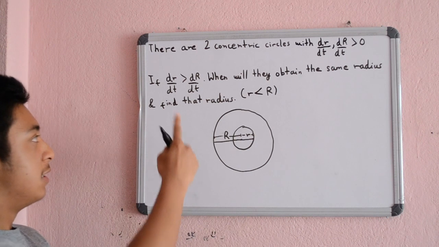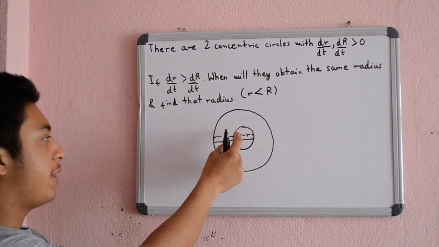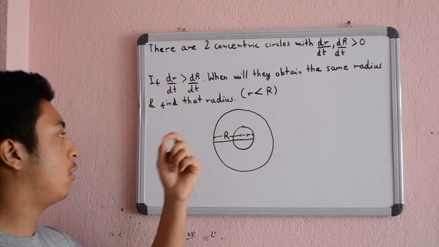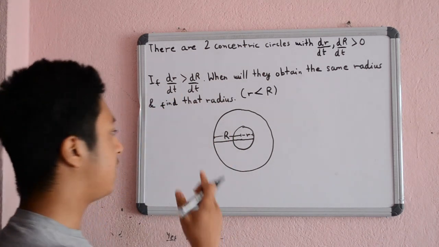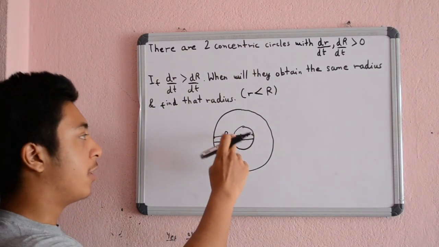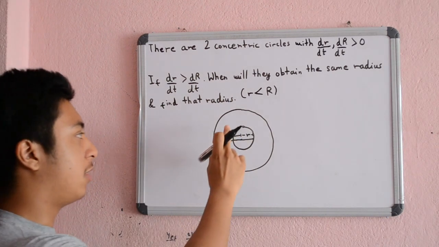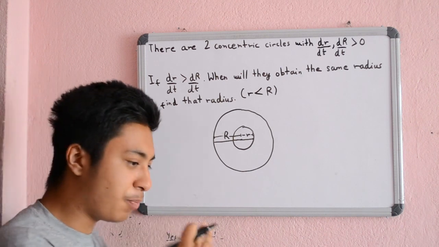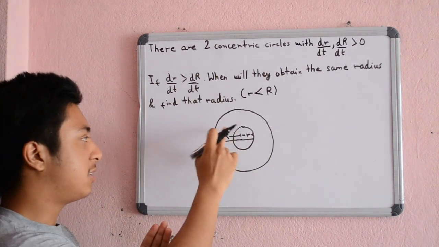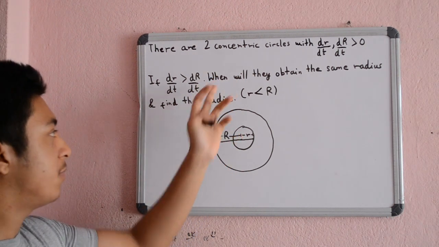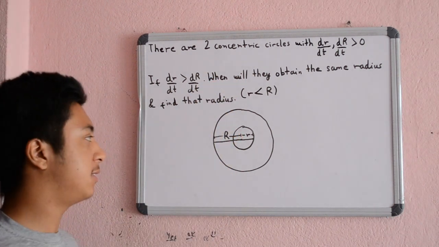Here it's given that the rate of growth of the inner circle is greater than the rate of growth of the outer circle. So at one point the radius of the inner circle will eventually overlap the radius of the outer circle, and there will be a certain point where these two radii are the same, and we have to find the time and we have to find the radius.